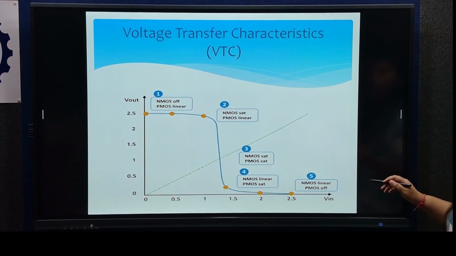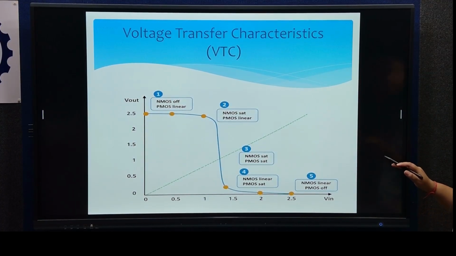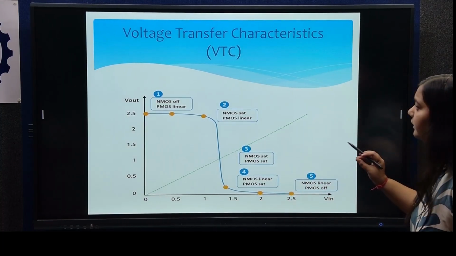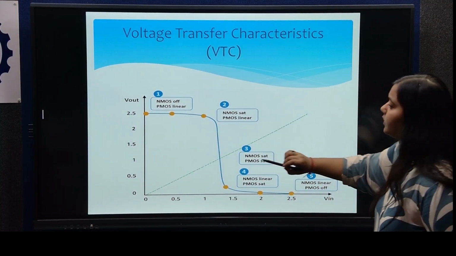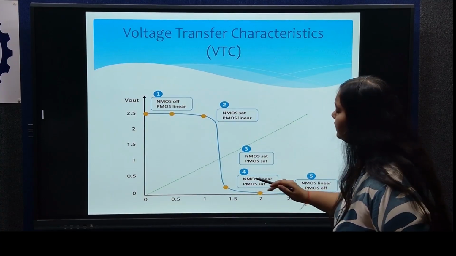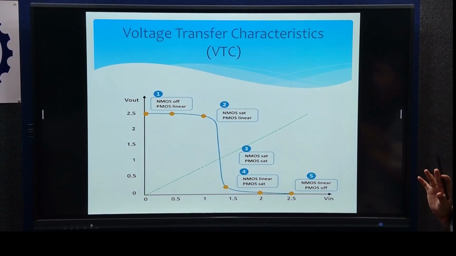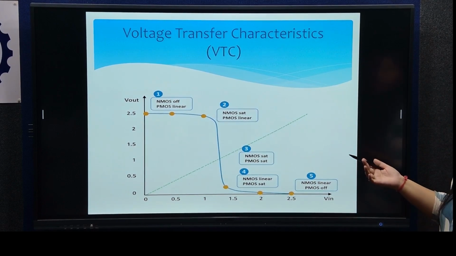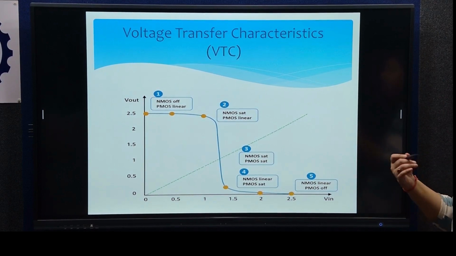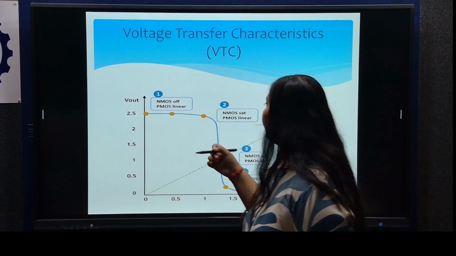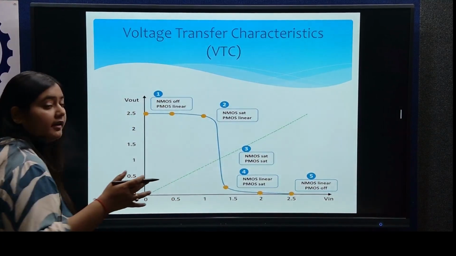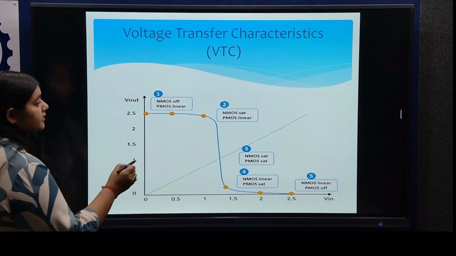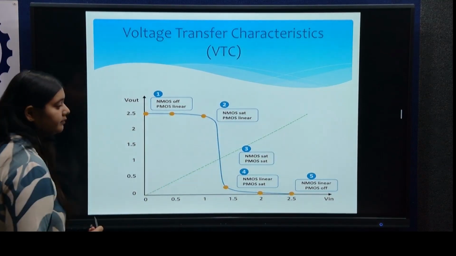In region 2, we apply voltage not exactly 0, but slightly higher than 0. So NMOS is trying to turn on and PMOS is still on. So in this region, NMOS will be in saturation region and PMOS will be in linear region. So the curve is like this.